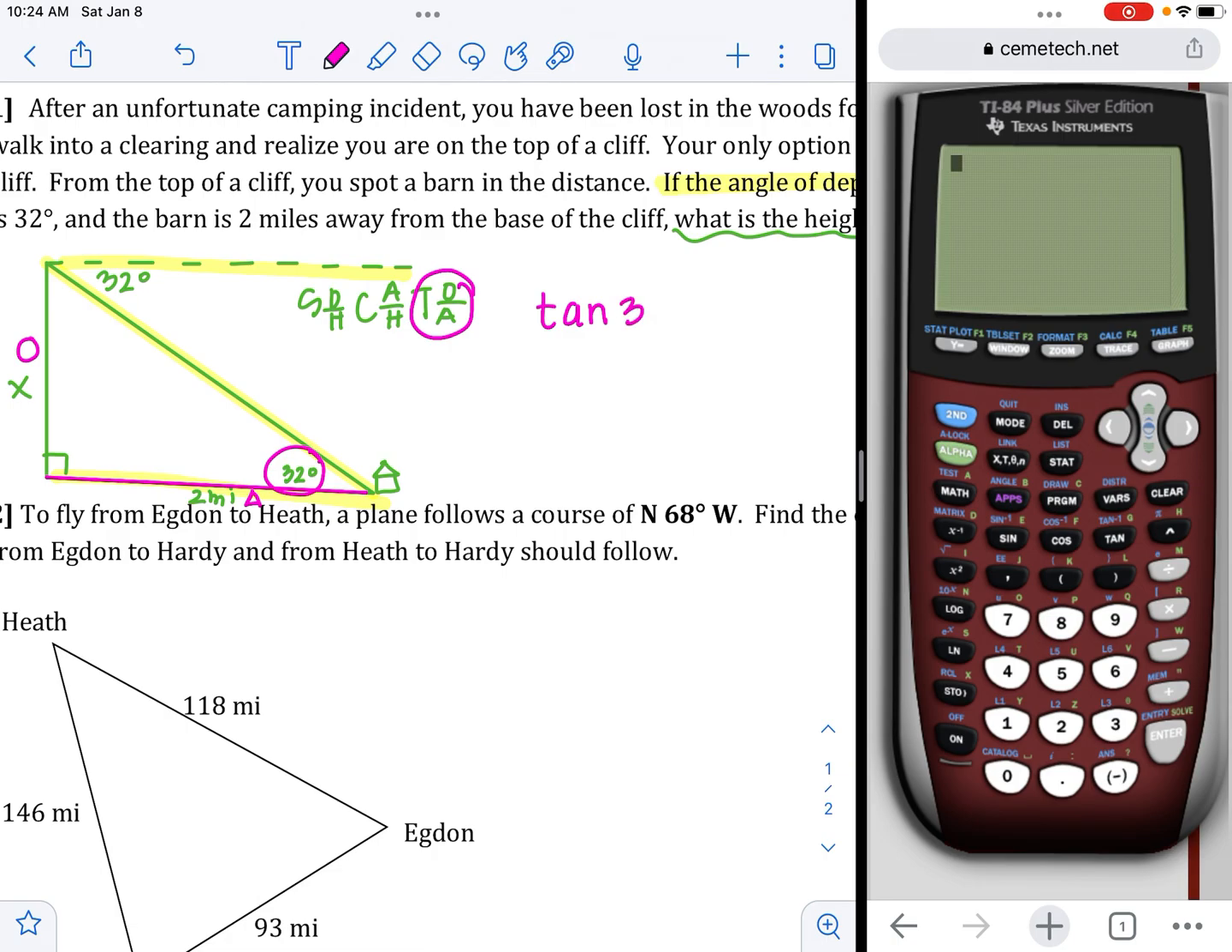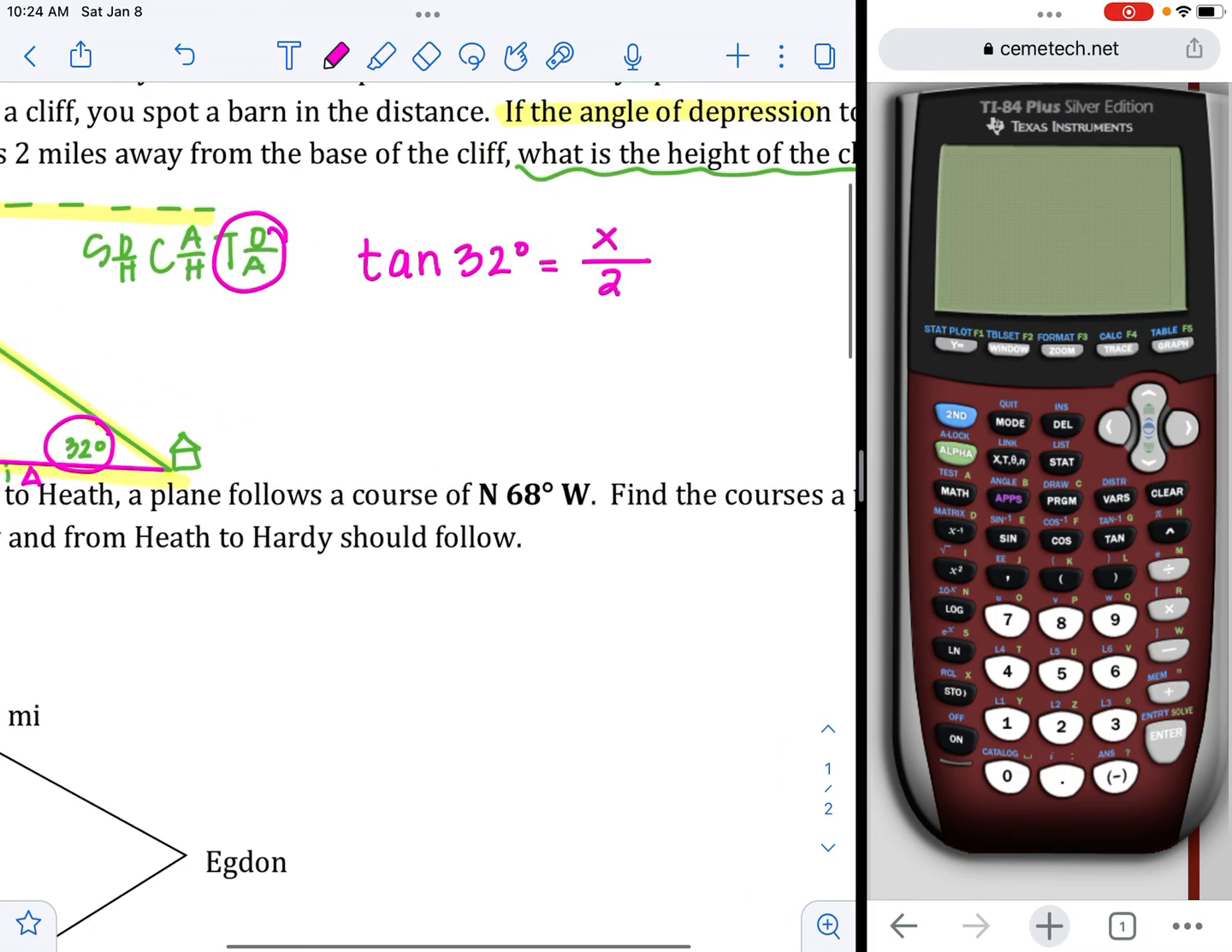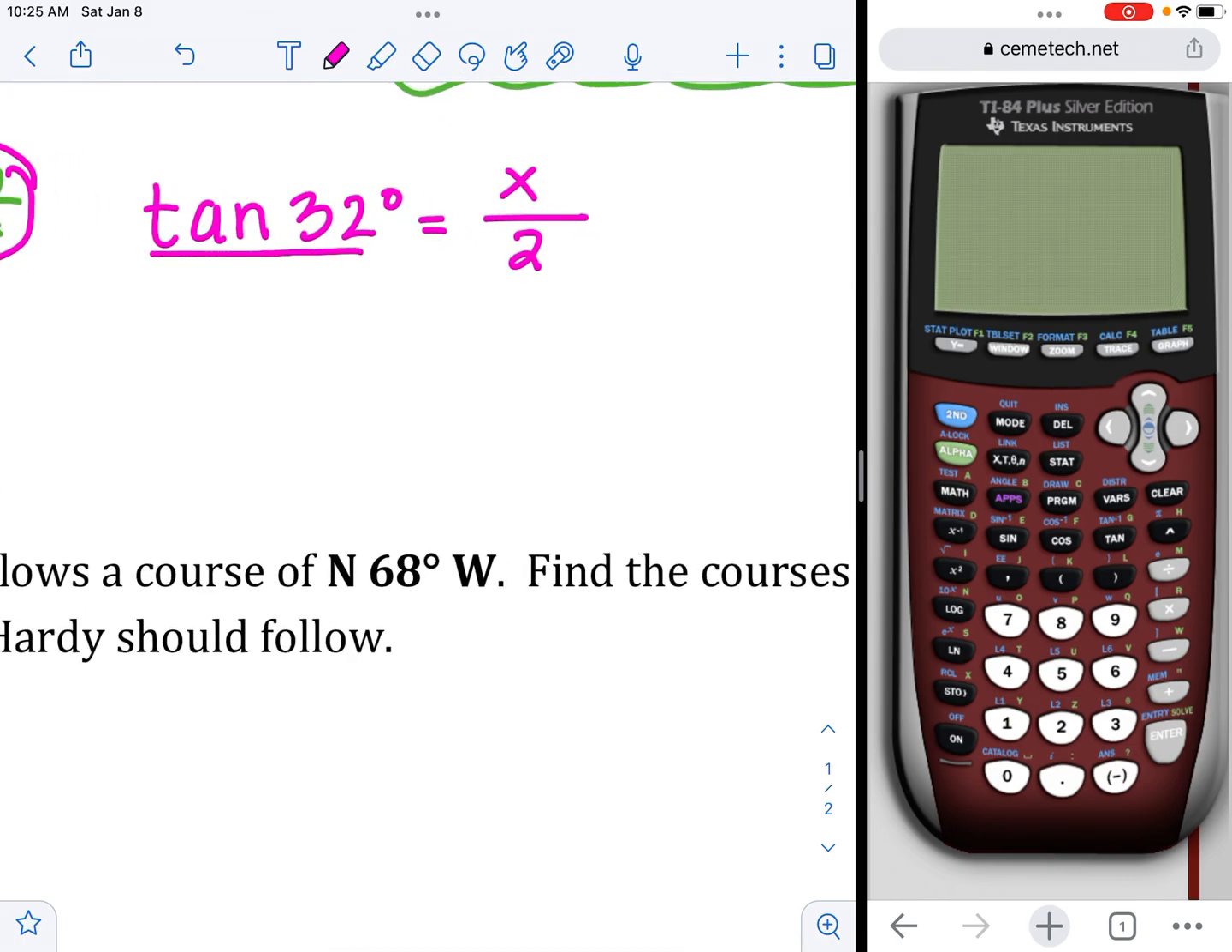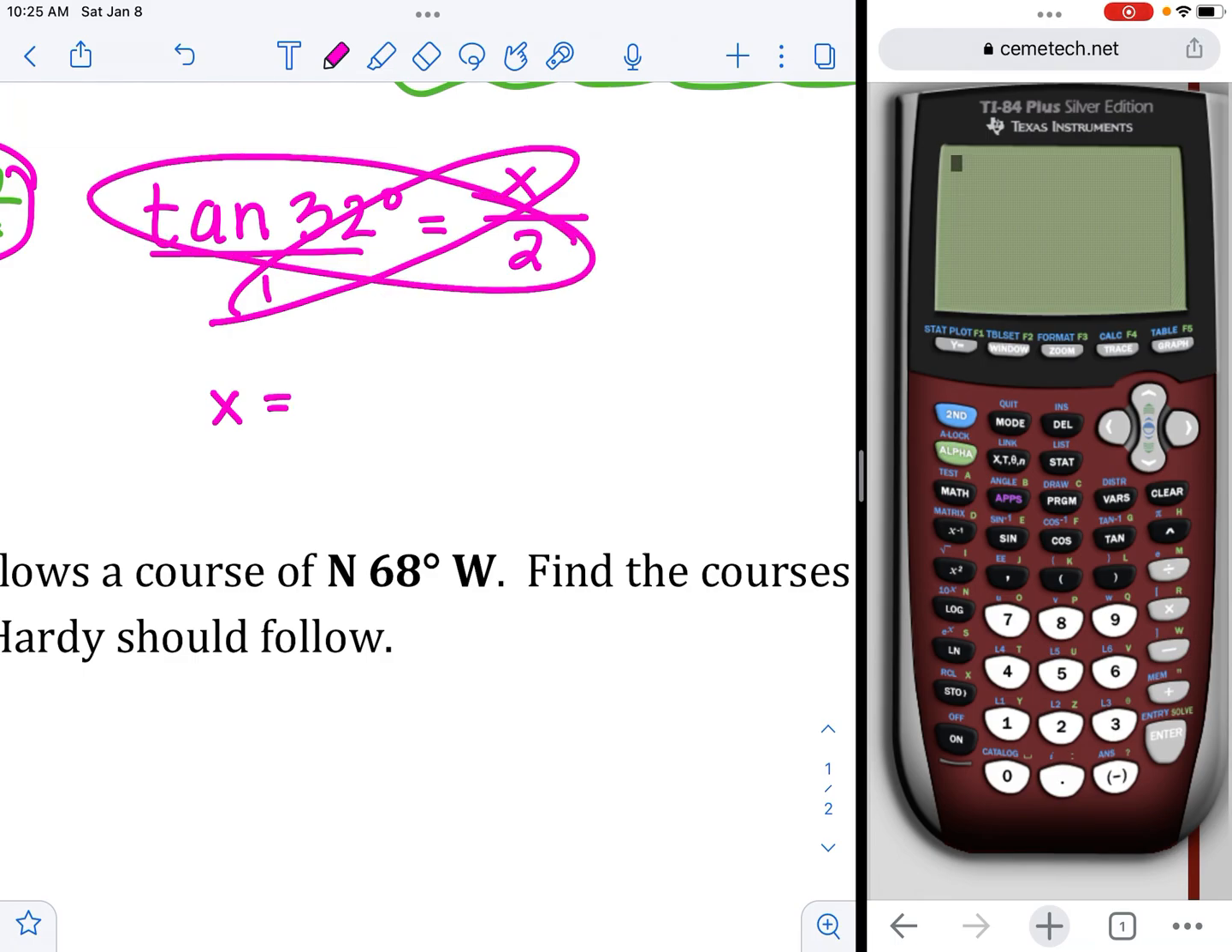So I'm going to write down tangent. My angle always comes next, which is 32, equals, and then I have to do O over A, opposite, which is X, over adjacent, which is 2. This is a proportion. As soon as I put this over 1 now, it's a proportion. The easiest way to solve a proportion is by cross multiplying. So if I multiply these two, I get X equals, multiply these two, 2 times the tangent of 32. Remember to put that 2 in front so it doesn't look like tangent of 322. Make sure my calculator is in degree mode, which it is. And then 2, tangent, 32, enter.